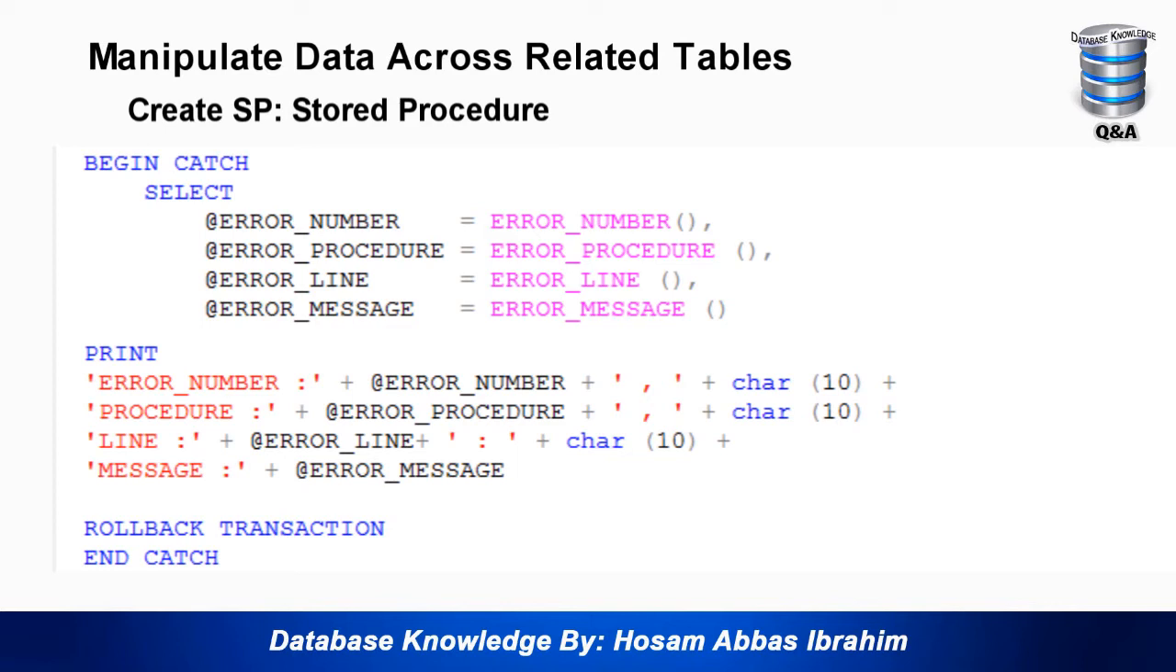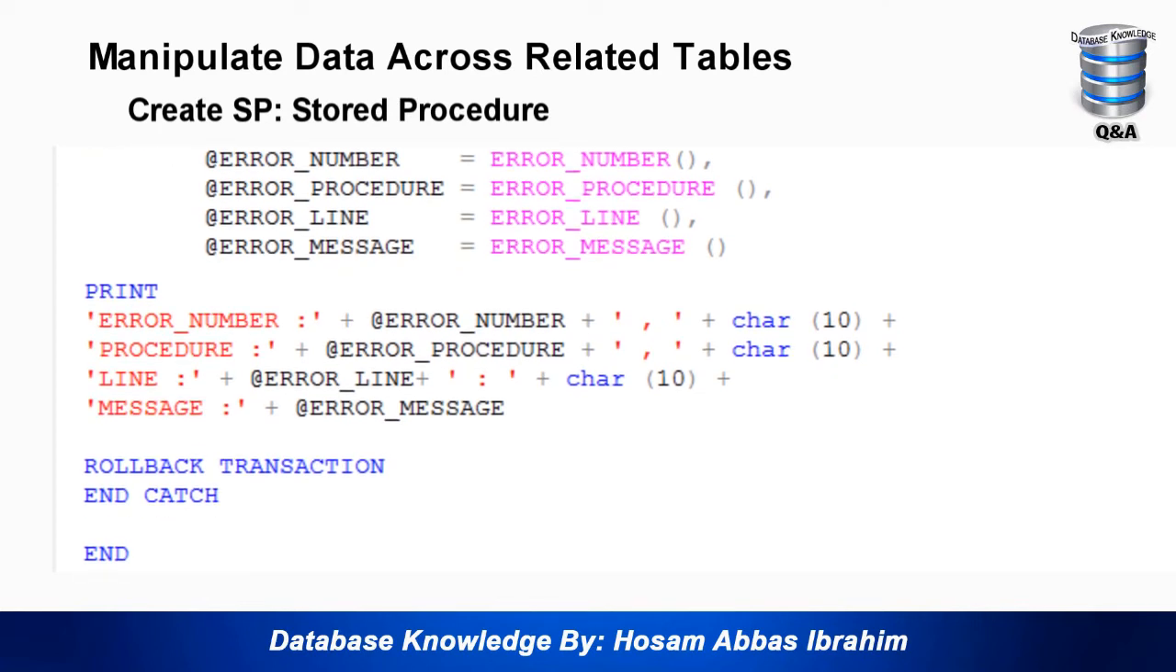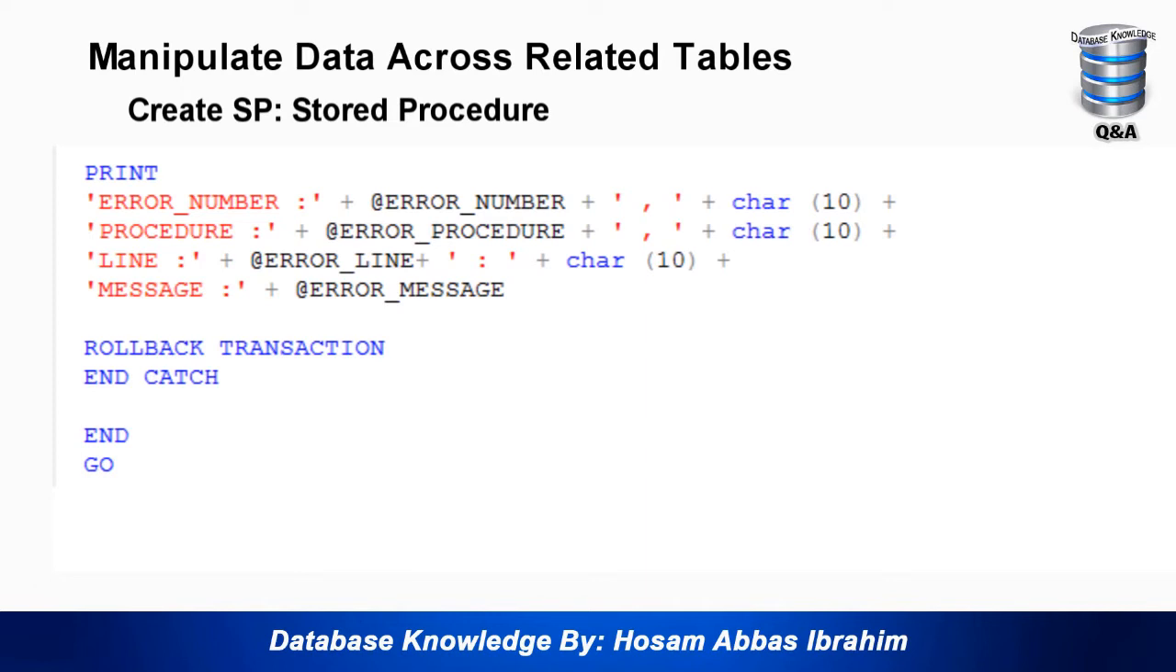These are global variables. We catch it from where the error occurred. Could be in this database, could be in another database or another server. Wherever it happens, we catch it here and we set to our variables. And then I will say print. I will print this error in front of me on the screen to know what happened.